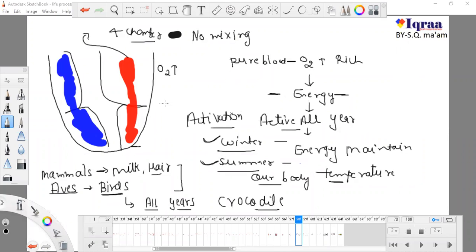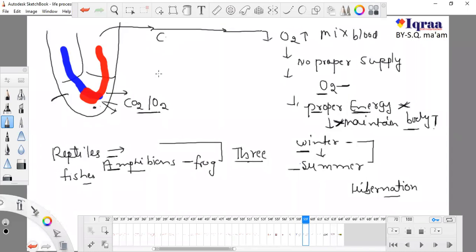So all of the organisms which have a four chambered heart are known as warm blooded. Why warm blooded? Because they can produce energy each and every time, and the production of energy is related to heat. So they are known as warm blooded. Their blood contains oxygen rich blood and oxygen poor blood, but both of them are separate and they will never get mixed, so they can produce enough energy. Now in this case there is a mixing of both and they cannot produce enough energy all the time. That's why they are known as cold blooded.